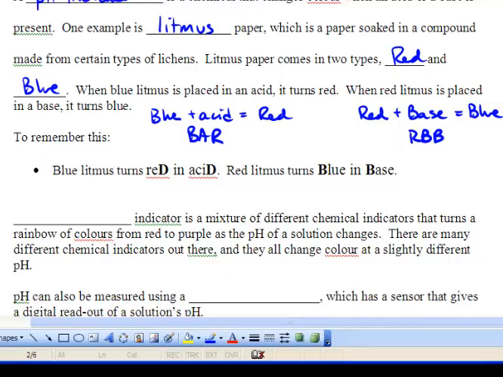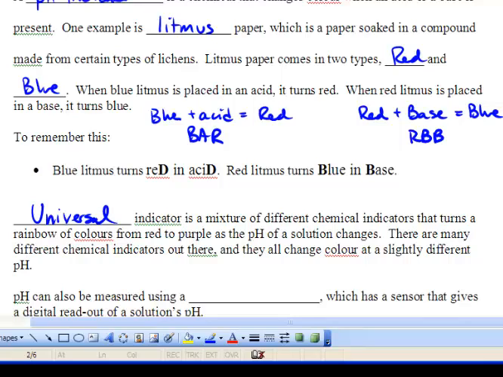So we've got these litmus papers. We've also got a universal indicator, and this is a mixture of different chemicals that change colors depending on what pH it is, and it could be a range of colors. So it could be red or purple. It could also be yellow or green.